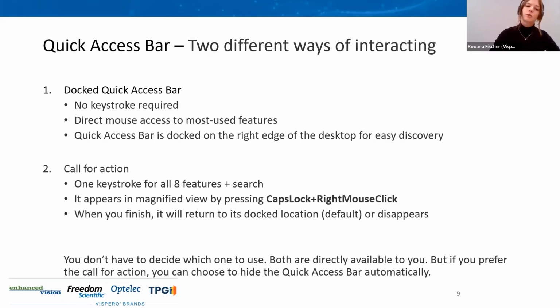When you finished, the quick access bar either goes back to the right side if you set it up like that, or it can also disappear completely from the screen. You can imagine it a little bit like the context menu or application menu that you can call up, interact with, and then it goes away. And in the beginning, you don't have to decide which of the both you want to use. They are both directly available to you.